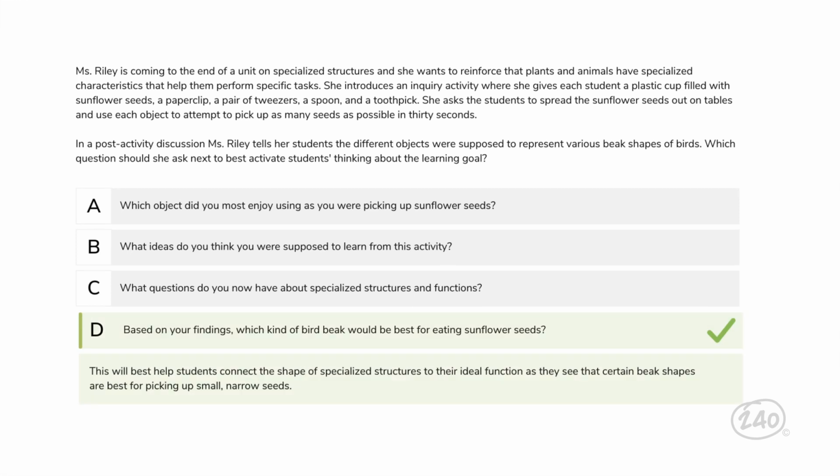Choice D will best help students connect the shape of the specialized structures to their ideal function, as they see that certain beak shapes are best for picking up small, narrow seeds.